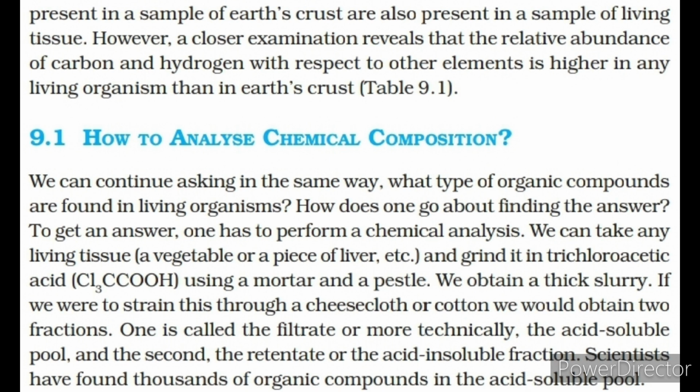We can take any living tissue, a vegetable or a piece of liver, etc., and grind it in trichloroacetic acid using a mortar and a pestle. We obtain a thick slurry. If we were to strain this through a cheesecloth or cotton, we would obtain two fractions. One is called the filtrate or more technically, the acid-soluble pool, and the second, the retentate or the acid-insoluble fraction.